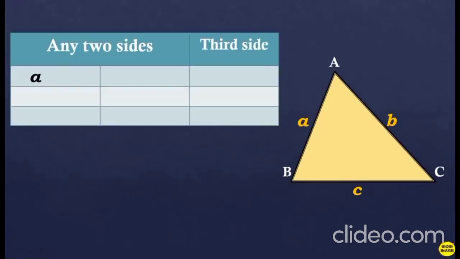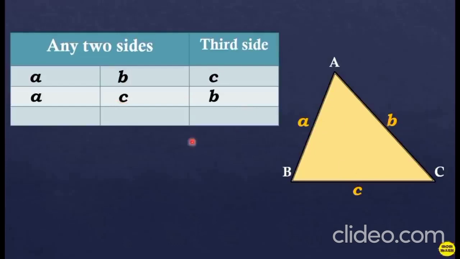So we have A and B. Okay, so we will consider C as its third side. So, kung ito yung pair of two sides mo ng triangle, ibig sabihin, ito yung third side niya. Okay, so let's have again another pair. So, we have A and C. So, if A and C, therefore, this is the third side.